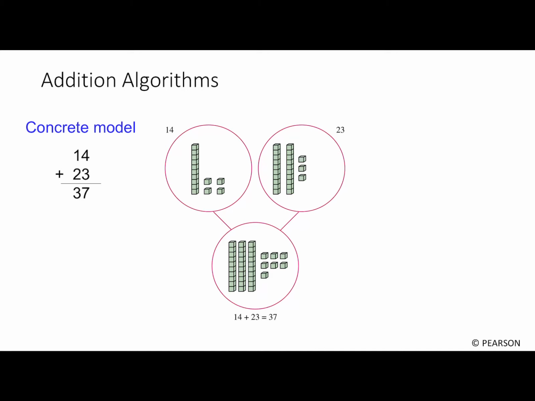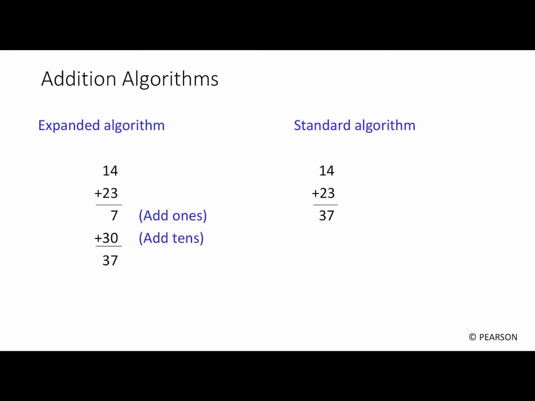Okay, so the first model I want to look at is the concrete model. So we're going to pull out our base 10 blocks again to help us do our addition. So here I've got 14 plus 23. I'm going to pull out one long and four ones for my 14 and two longs and three ones for my 23. And so when I add them, I combine those together. And so kids can visualize here what's happening. I'm left with 37. Okay, so that's called the concrete model.